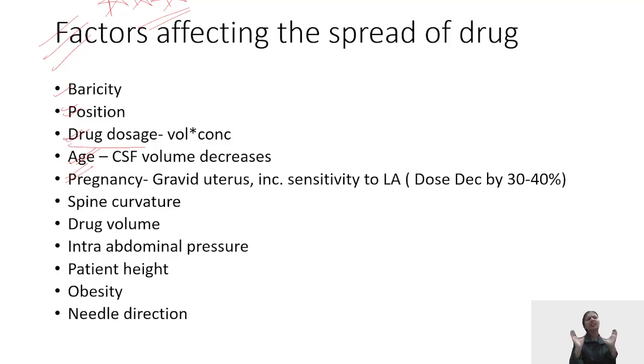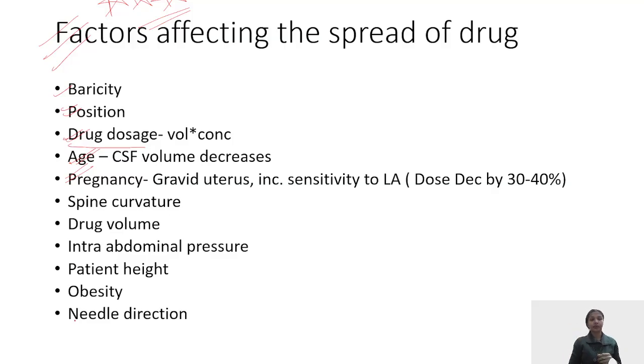Patient height is a less important factor, but still, the more the height of the patient, the lesser would be the spread of the drug. That is why we have to be very careful if the case is that of a dwarf, or a person of very short height. In those cases, we have to decrease the dose of the local anesthetic.